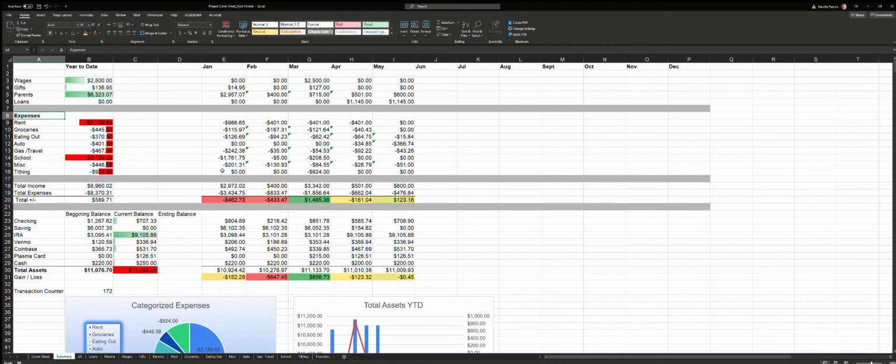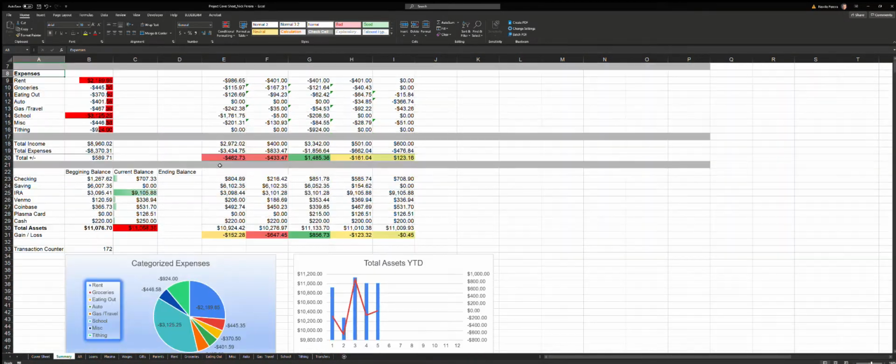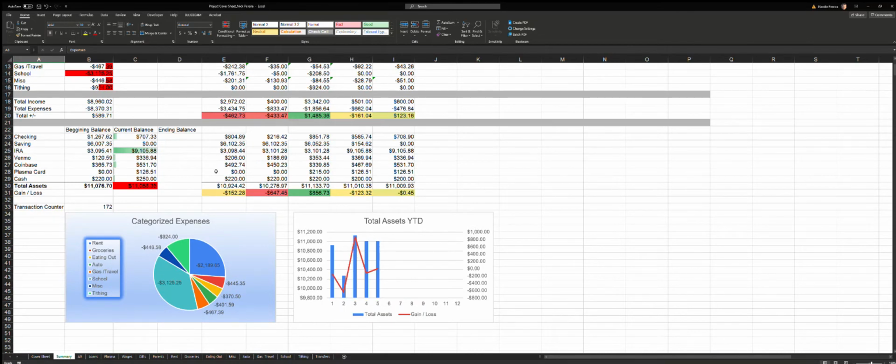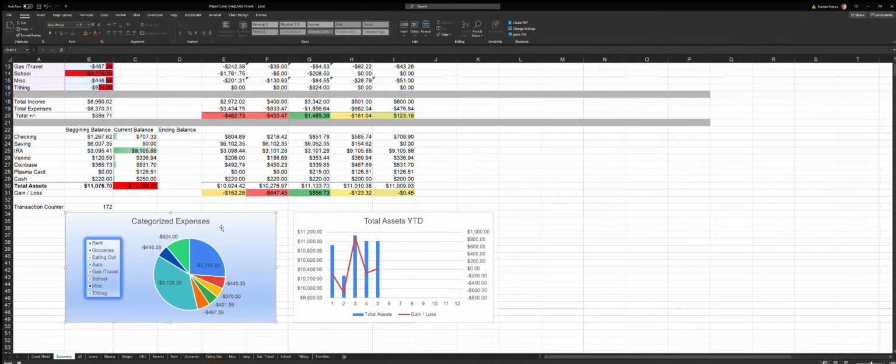In addition, I decided to represent the information using some of the charting techniques that we learned. In the categorized expenses, I just used a pie chart in order to represent it very clearly with the amounts and the categories, and I used some of the formatting features to make it a little pretty. This second one is the total assets year to date.